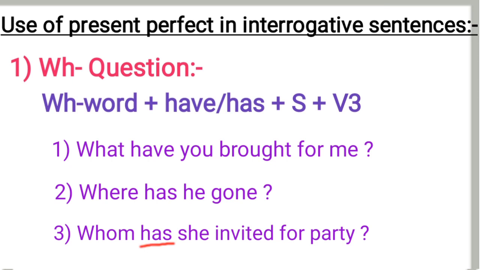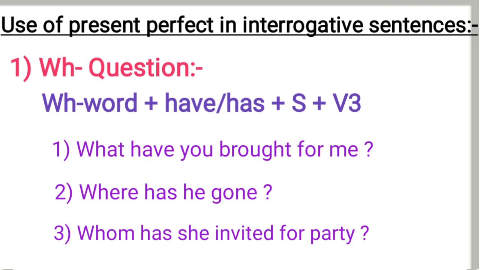After whom I use has helping verb because the subject is she, and she is again a singular subject. That's why I use has as a helping verb. After she I use invited, which is the third form of invite. After invited I use for party, which is the remaining part of the question, and finally question mark at last. So this way present perfect tense is used for making WH questions.